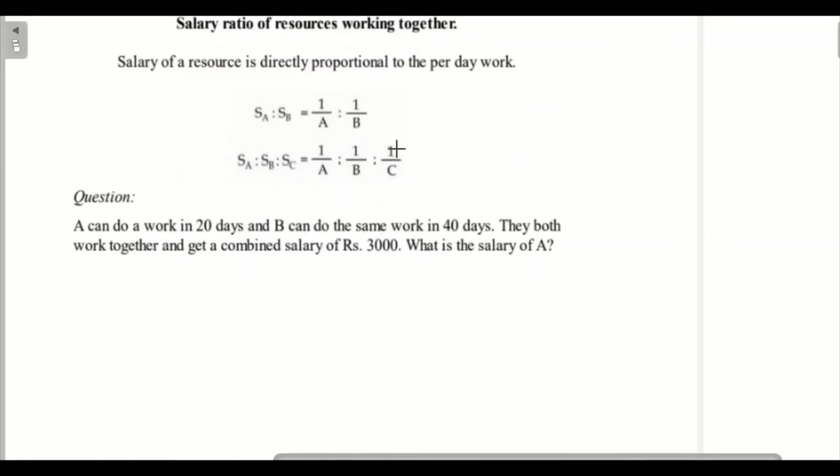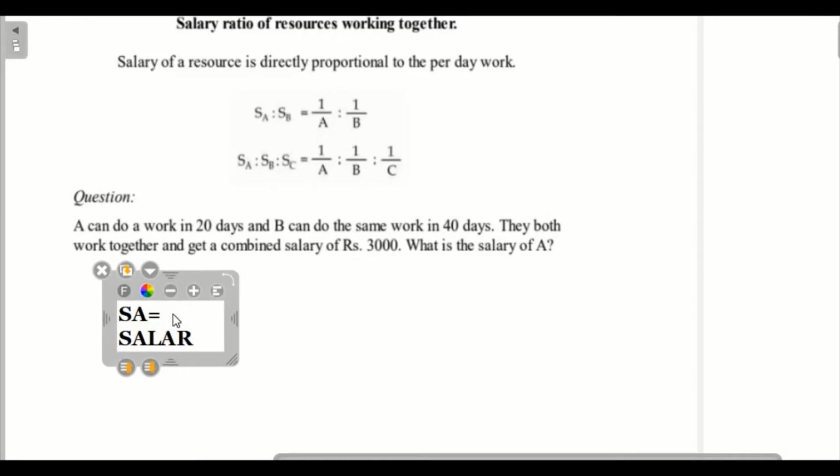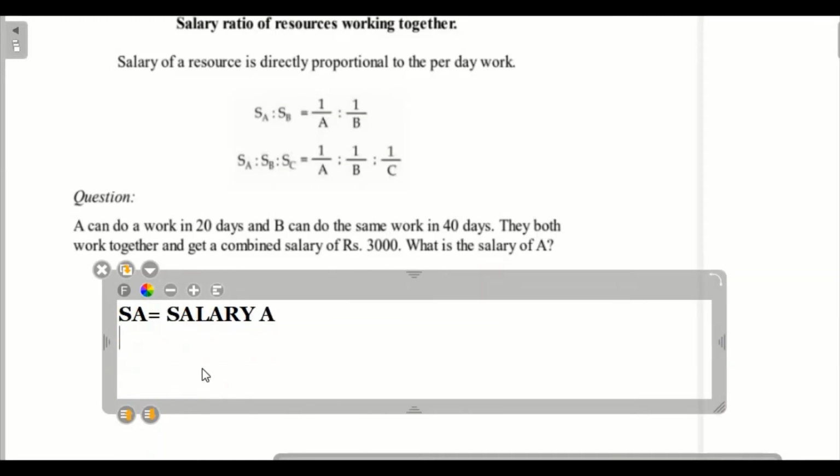Here they are given the salary ratio of resources working together. If both people are working together, we have to find the salary ratio. They both work and get a combined salary of 3000. The salary of A is SA, and they are getting it as a combined salary.